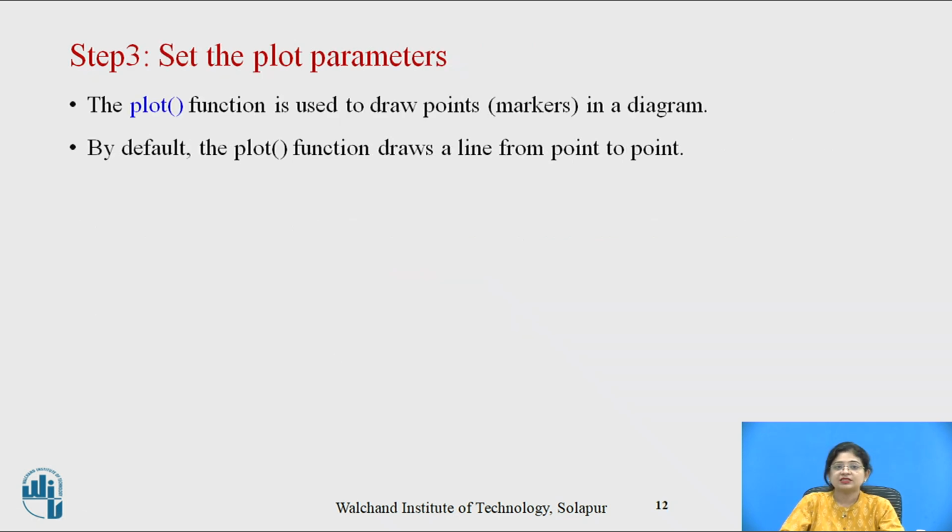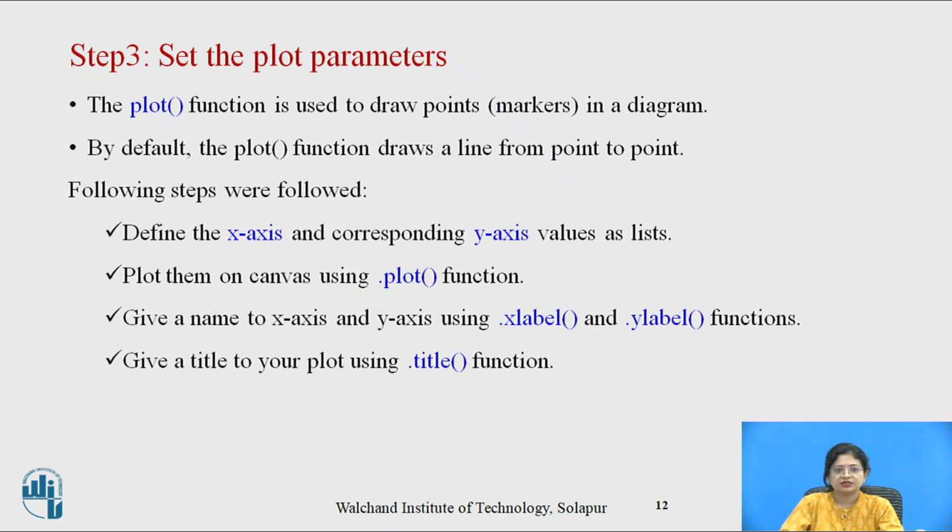Step 3, set the plot parameters. Okay. The plot function is used to draw the points in a diagram. By default, the plot function draws a line from point to point. So, there are several plotting parameters. Let us see. Here the following steps were followed because we need to define the x-axis and corresponding y-axis values as a list. We can plot them on a canvas using the .plot function.